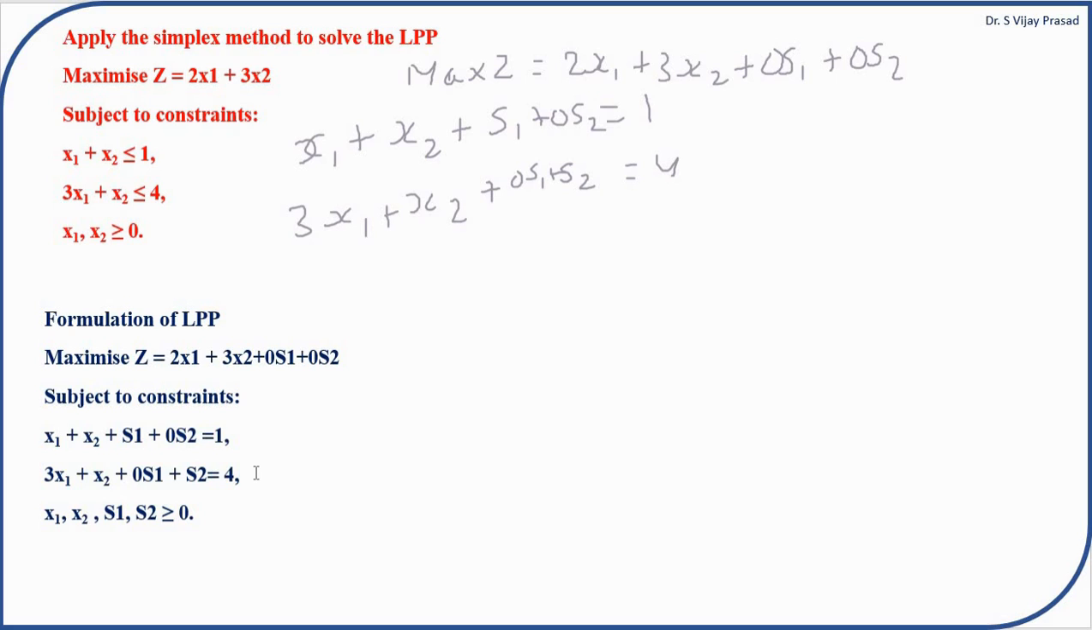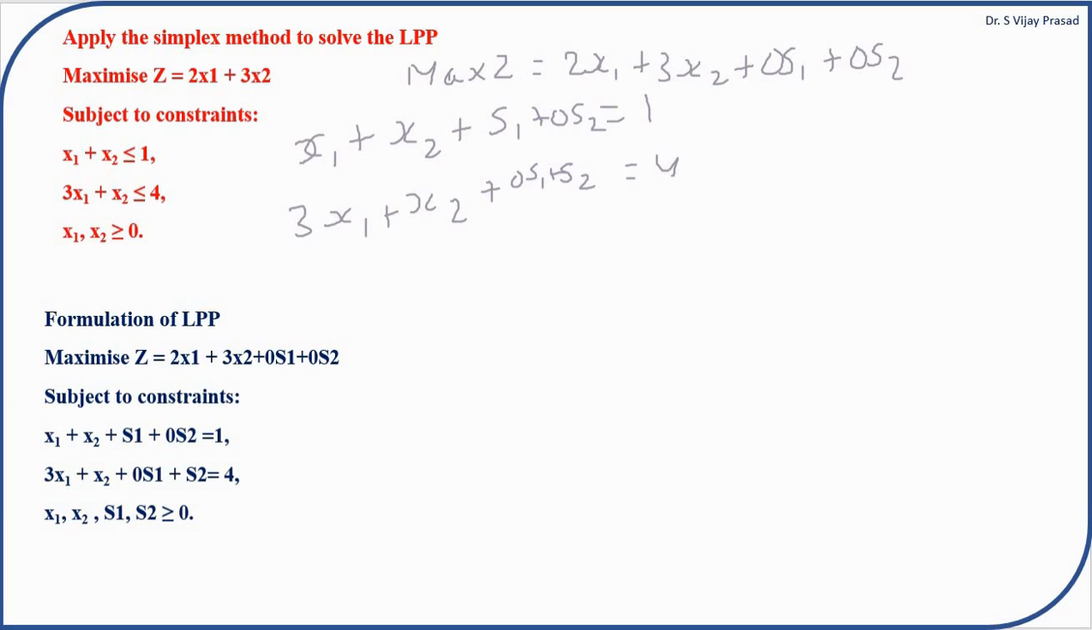Why are we adding these slack variables? In order to balance the equation. On the right hand side something is less, so we add the slack variable in order to balance the equation. That is the reason we added the slack variables. Yes, slack variables are also greater than or equal to 0 only. Like this we need to formulate the LPP.